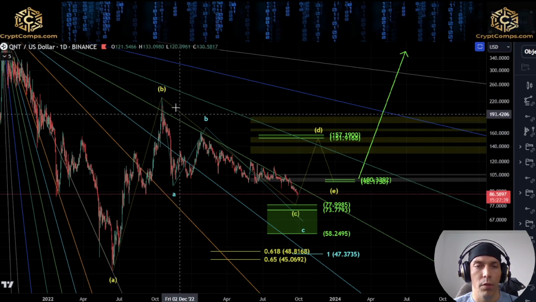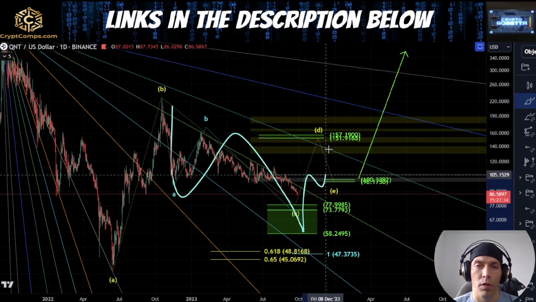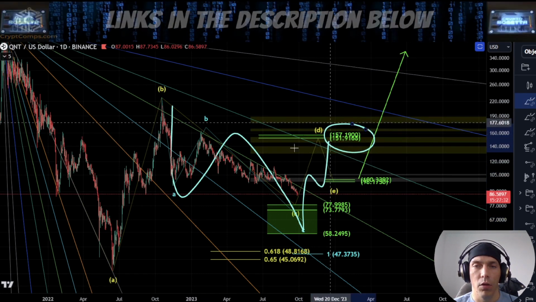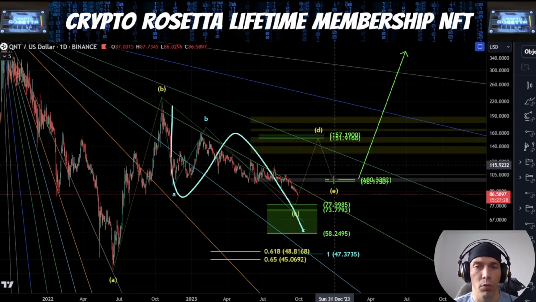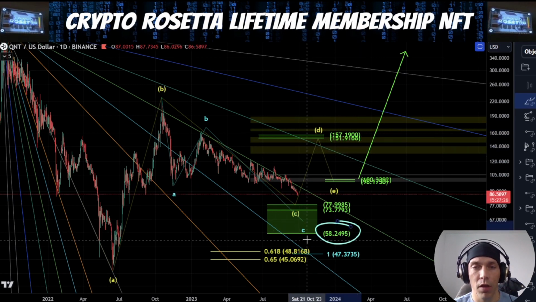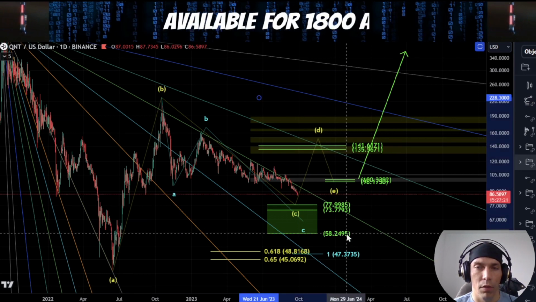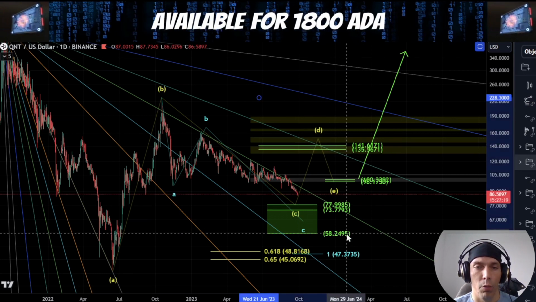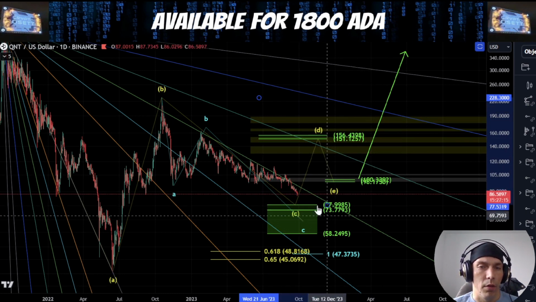Now, if we do see something like this, where this becomes A, B, and C, what I'd then be looking for is a 3-wave move back to the upside here, looking to potentially target this 157 to this 151. This target would change if we hit these lower targets here, and could actually mean that this D wave is going to be lower down, where we could see something like this 141 to this 135 area. But I'm just going to leave this here for now and see how we react from these zones.